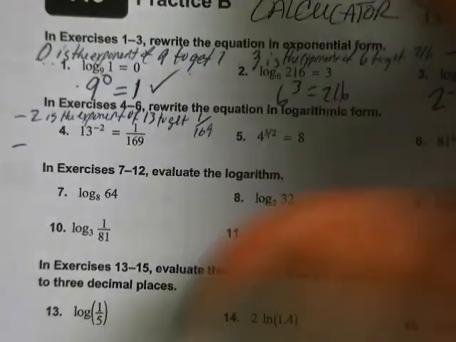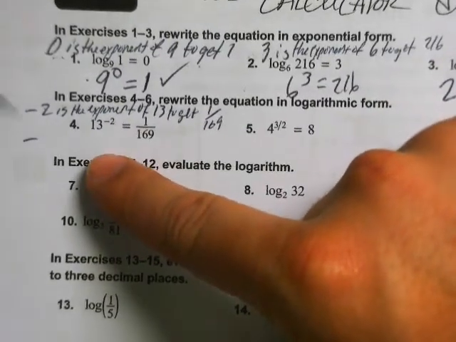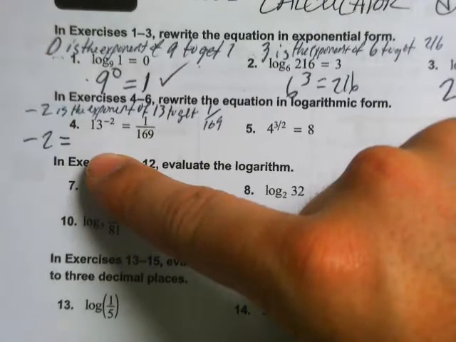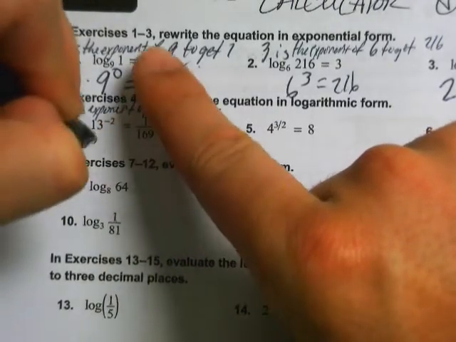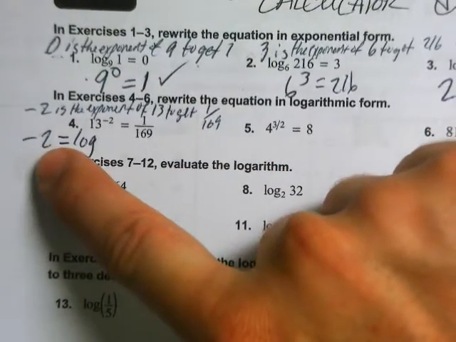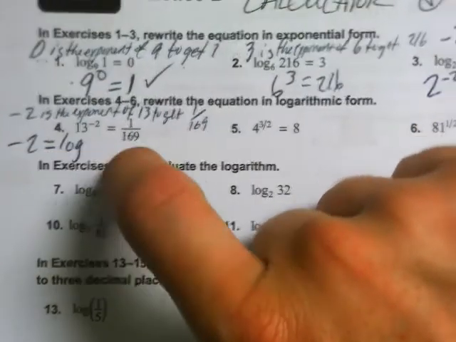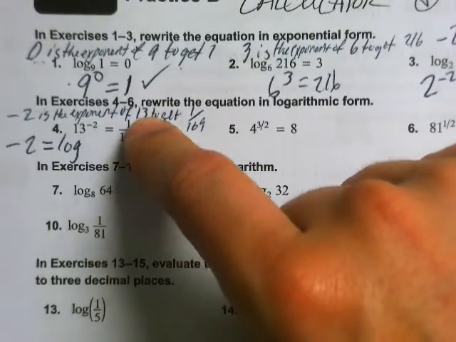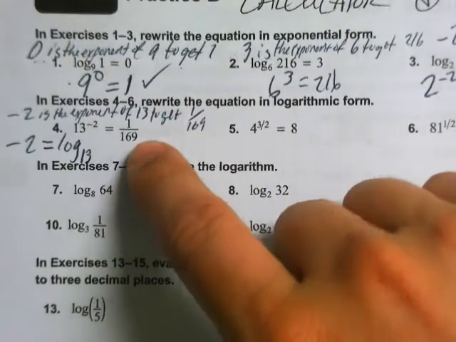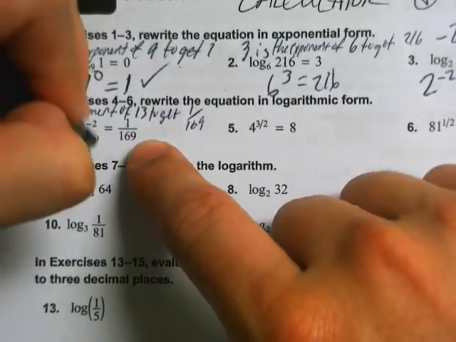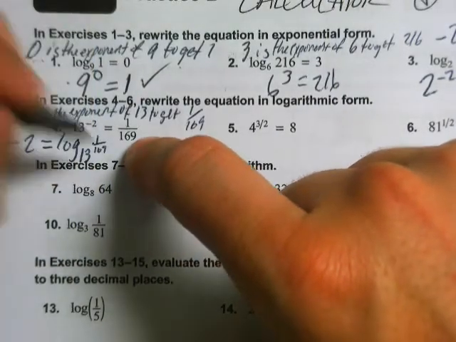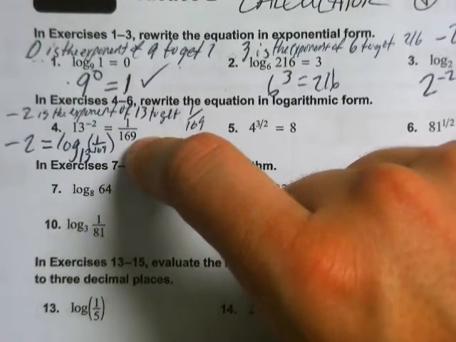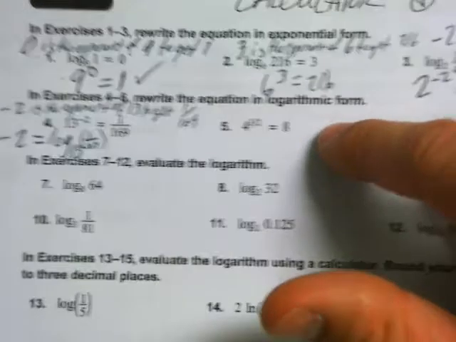1/169. So again, over here, we're going to have -2 is the exponent of, means log. -2 is the exponent of, and then our base will be 13 to get 1/169. Done.